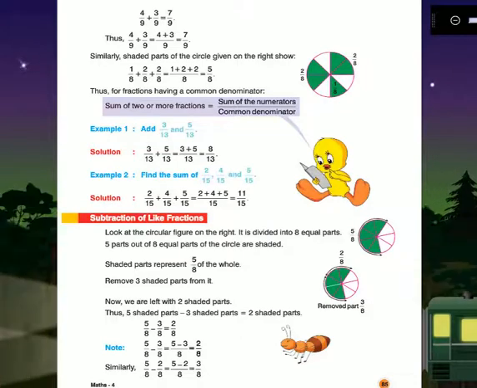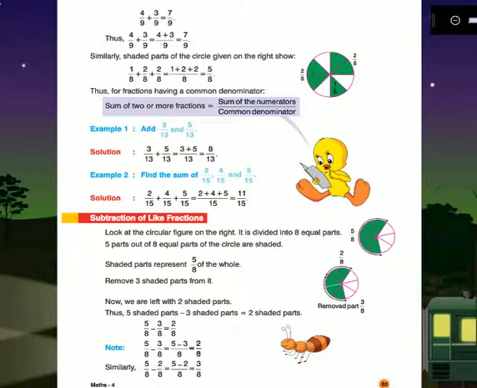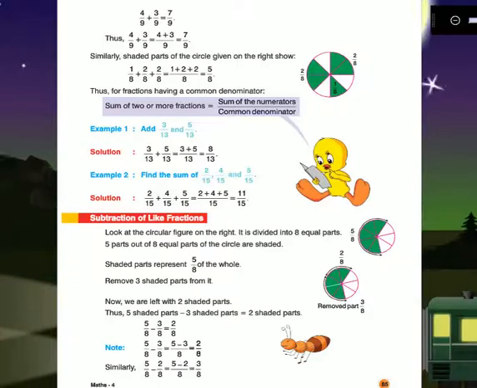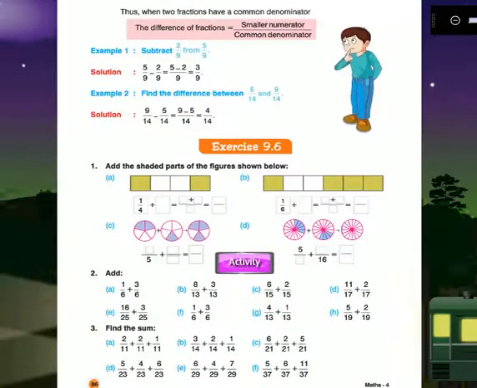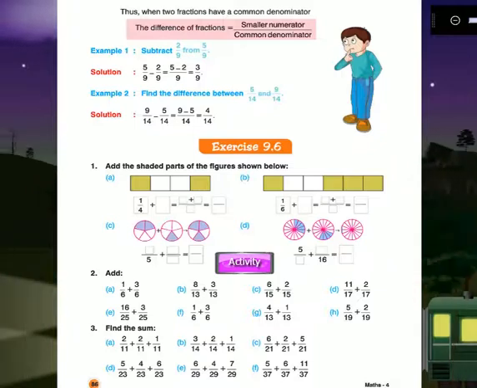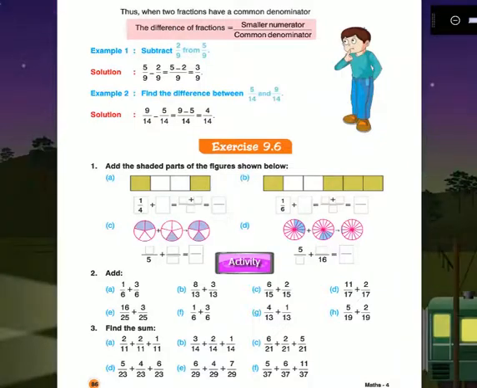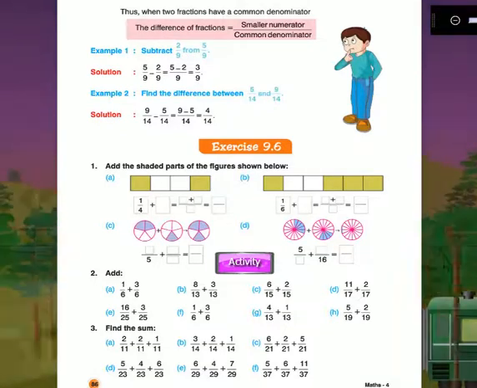Similarly, 5 by 8 minus 2 by 8 is equal to 5 minus 2 by 8, which is 3 by 8. Thus, when two fractions have a common denominator, the difference of fractions is equal to the difference of the numerators by the common denominator.